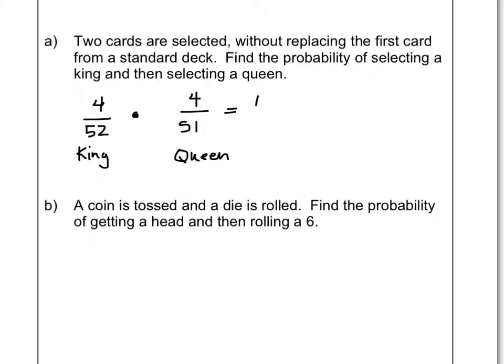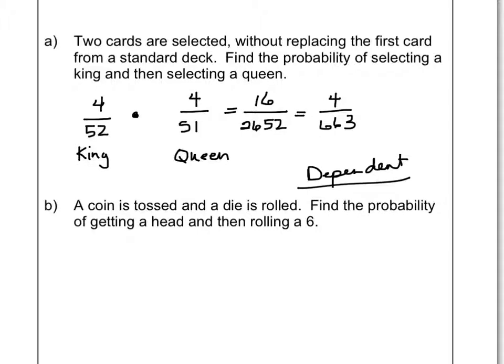When I multiply these two, I get 16 over 2,652. Top times top, bottom times bottom. And when I reduce that, you get 4 out of 663. So you have a 4 in 663 chance of selecting a king, not putting it back, and then selecting a queen. Okay? In this case, this was a dependent event. One affected the other. All right?